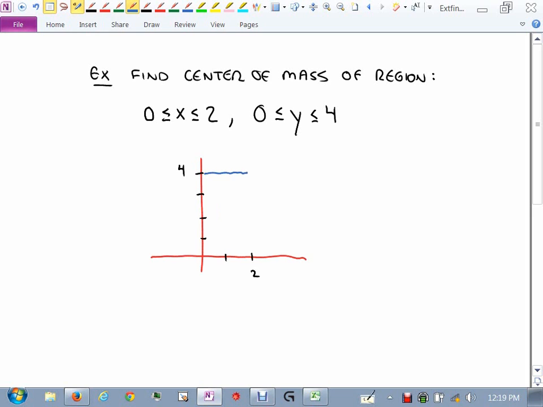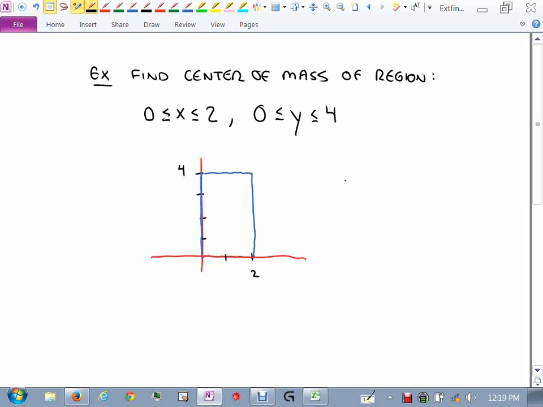Since this is our first example, I'm trying to show you that these formulas are going to come up with a result that makes sense. And then we'll do problems where it's not so obvious. What do you think our answer for center of mass should be here? What point? The point (1, 2), right, out to the right one, up two, assuming that this is a homogeneous lamina. Let's see how those formulas verify that.